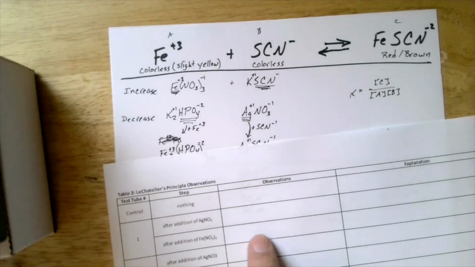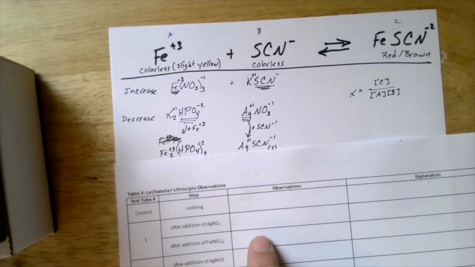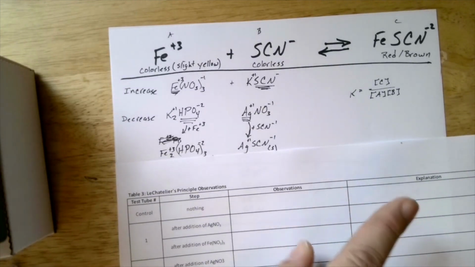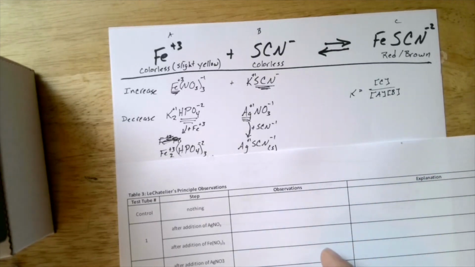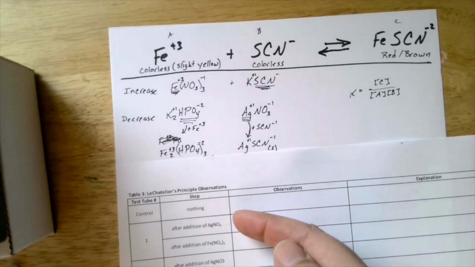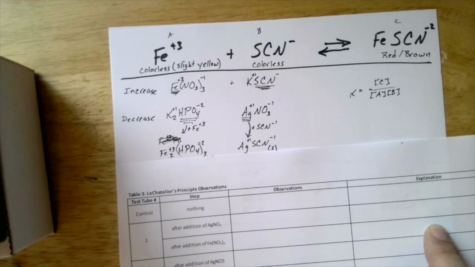So write down what color do you see happening over here. So again, if it's dark red, it shifts to the right. If it's pale, it might be slightly off here or something like that, it's going to the left, or towards the reactant side. So write down what you see taking place over here, and then explain why did it do what it was doing over here.